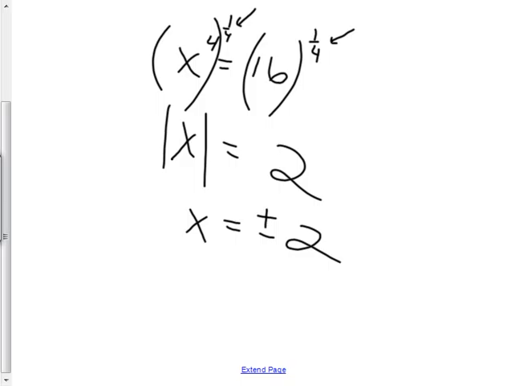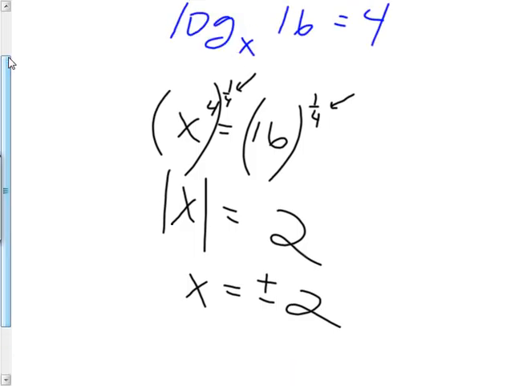Okay? That's a square root. You don't think of it as a square root. It's just a 1/4 power, but it's like a double square root. It's a 4th root. Okay? All right. So that's a really common mistake I'm sure a lot of you probably made on your tests. There was one on there where you had to have plus or minus. Okay, next one. Let's try this one.